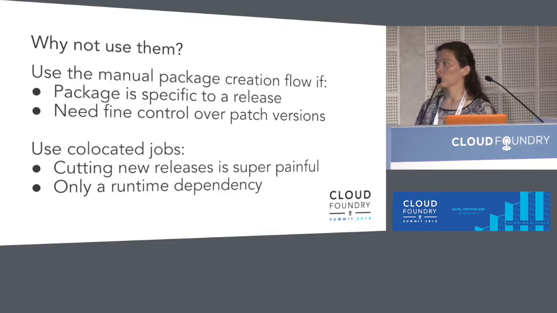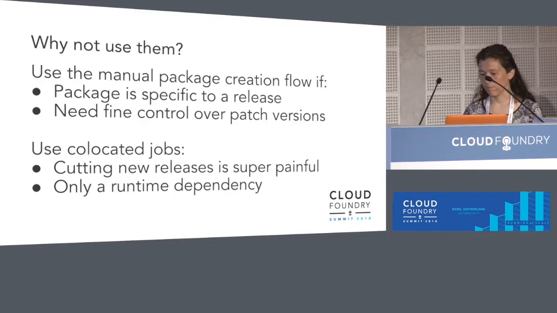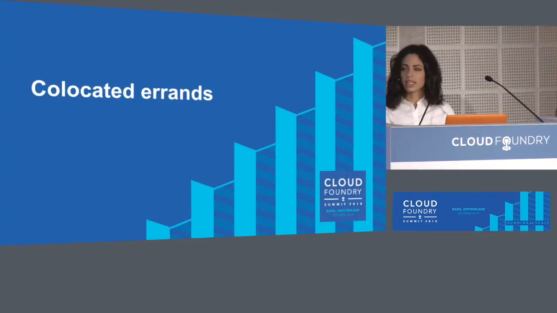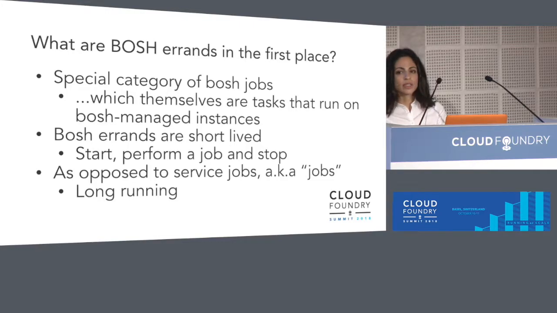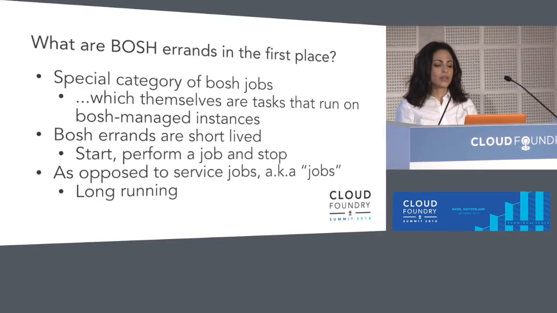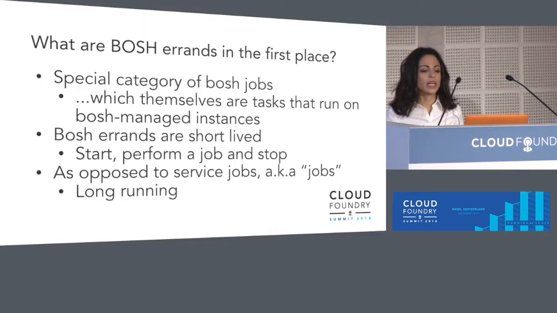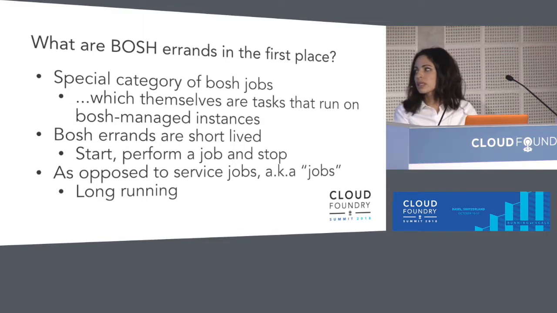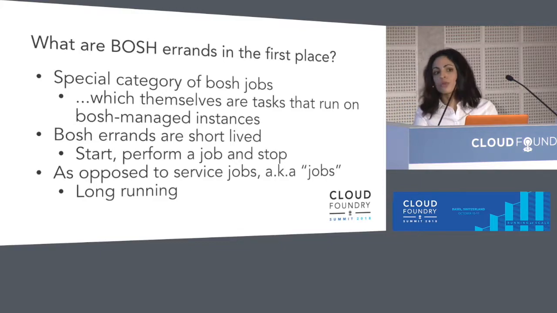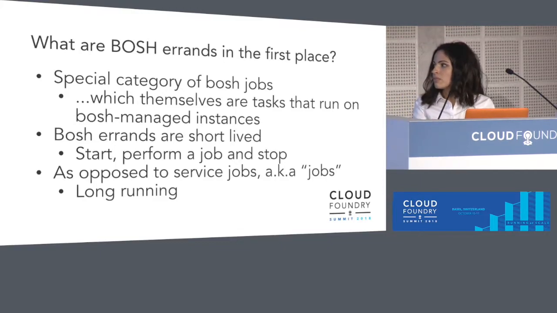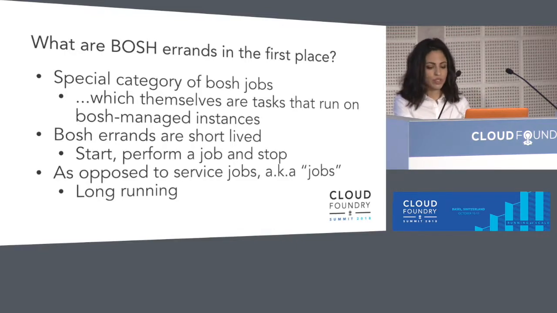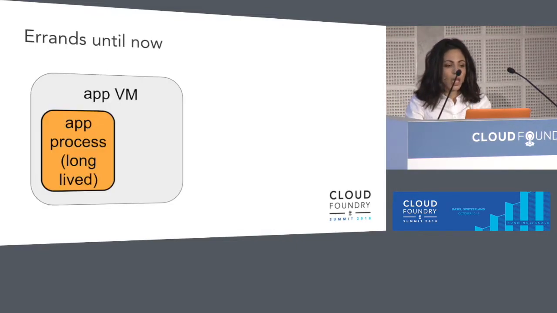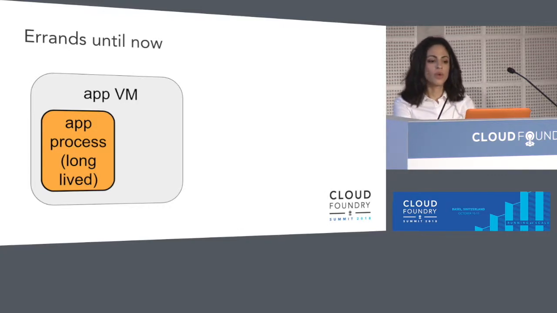We're going to talk about a specific strain of co-located jobs, and that's co-located errands. Cool, thanks. Okay, so quick step back to talk about errands super quickly. They're nothing but a special category of a BOSH job, really, in that they are started to perform a task, then get themselves torn down once that task is completed. As opposed to service jobs, or just jobs usually, which are long running and are expected to have uptime and be healthy.